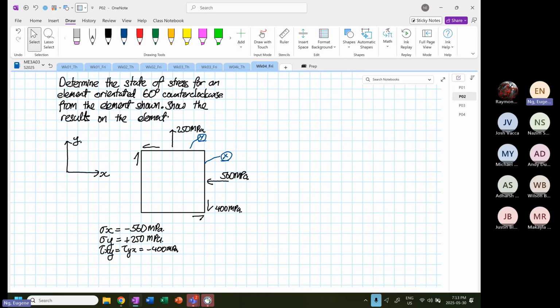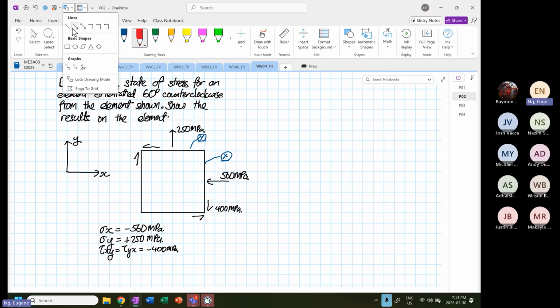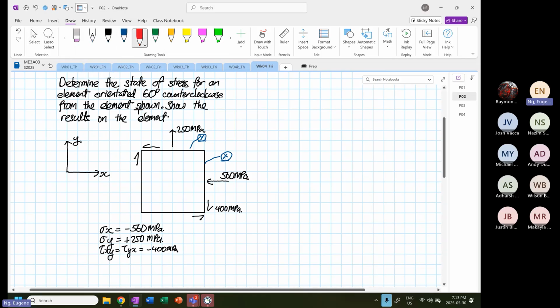So I'm going to use my protractor. Okay. So at the end of the day, we are going to have an element that's rotated 60 degrees anticlockwise. So how it looks like is I'm going to now put my ruler down here. So 60 degrees anti-clockwise or counterclockwise. Okay, so I'm going to sketch the 60 degrees now. Okay, so 60 degrees counterclockwise.